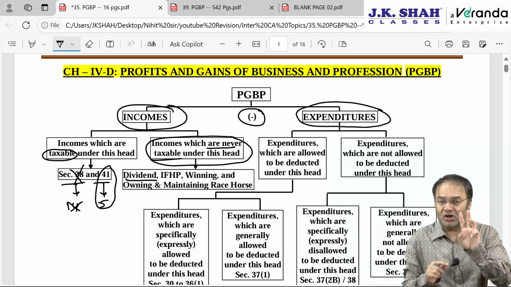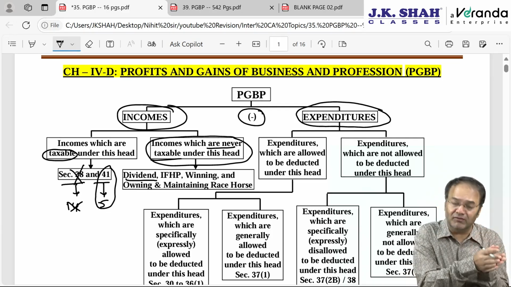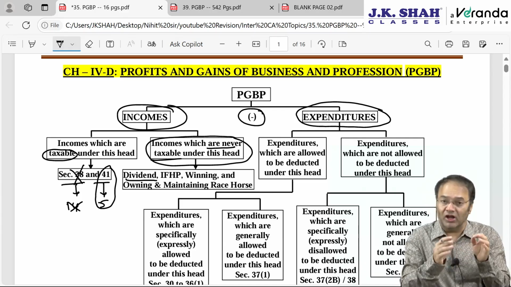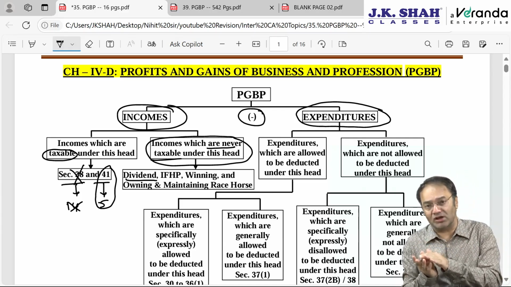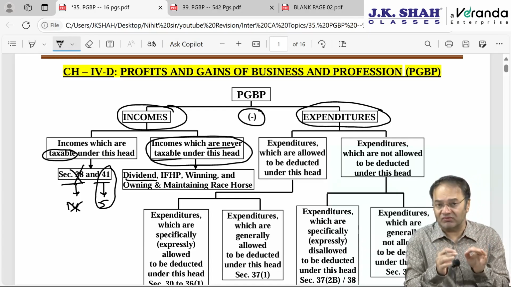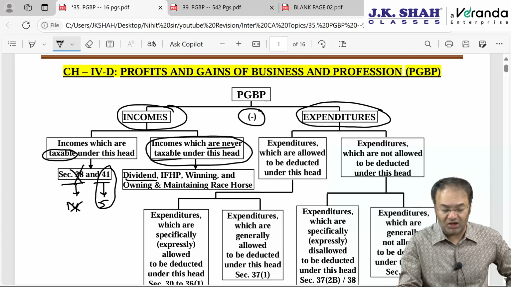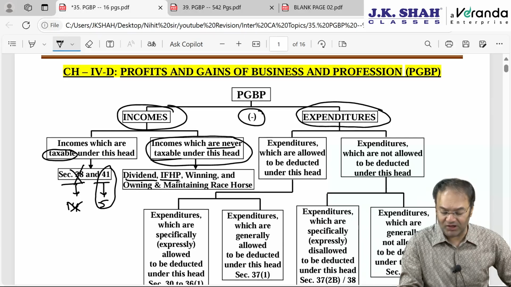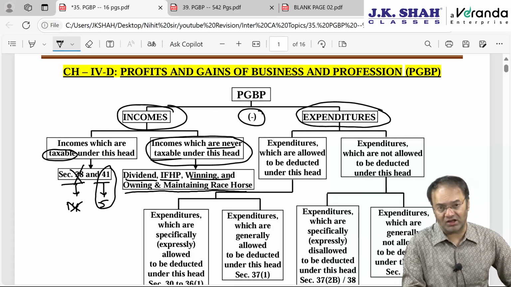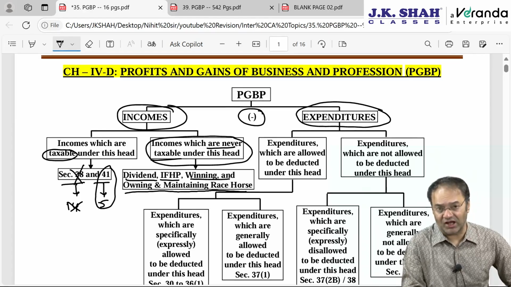So debentures, bonds, government securities, it matters whether these securities are held as investment or held as stock in trade. If held as stock in trade, then income therefrom will be under the head PGBP. If held as investment, then income will go under the head IFOS. But as far as dividends are concerned, it doesn't matter whether shares are held as investment or as stock in trade. Dividend is always taxable under IFOS. Then IFHP, income from house property, winnings from lottery, crossword puzzle, etc., and income from owning and maintaining a racehorse. These incomes are not taxable under this head. Dividend, winnings, and owning and maintaining racehorse are taxable under IFOS.